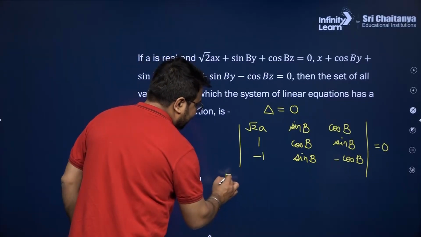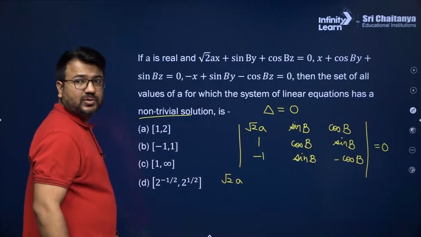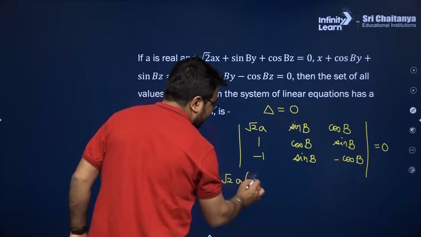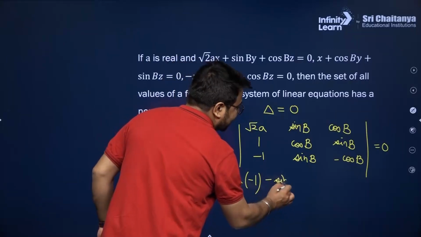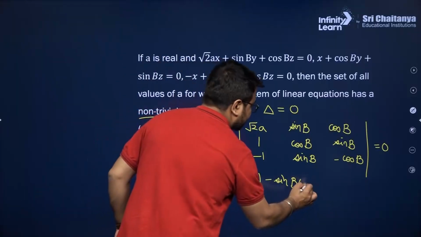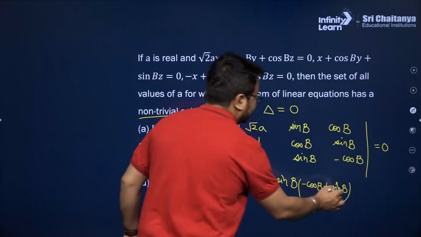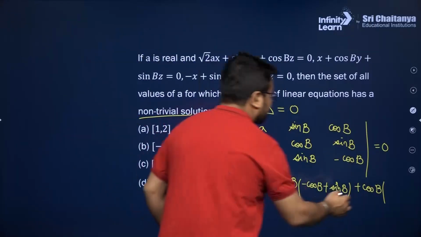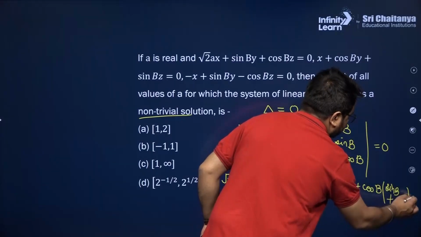If I expand along the first row, let us take root 2a. So cos b into cos b will be minus cos square b, then minus sin b into sin b, minus sin square b. So here we have minus 1, because cos square theta plus sin square theta is 1. Then I am taking this minus sin b, leaving this row and column, so minus cos b plus sin b. And then I am taking this cos b, leaving this row and column, sin b plus cos b. And this is equal to 0.